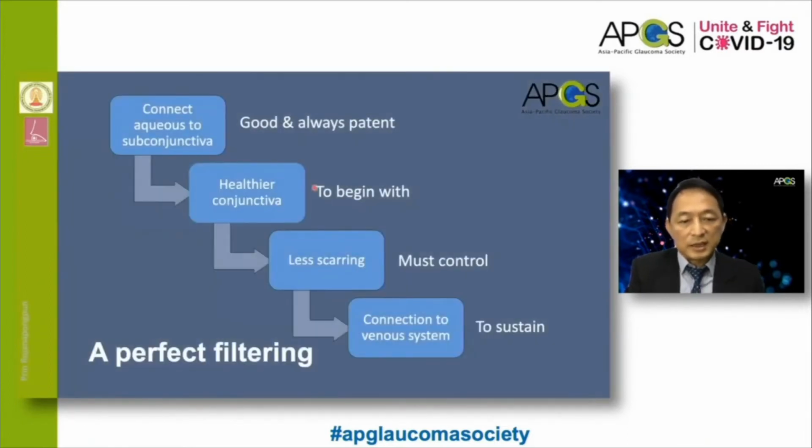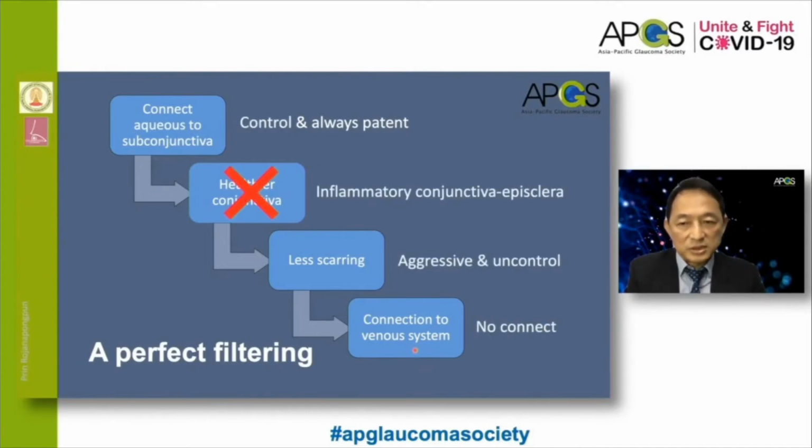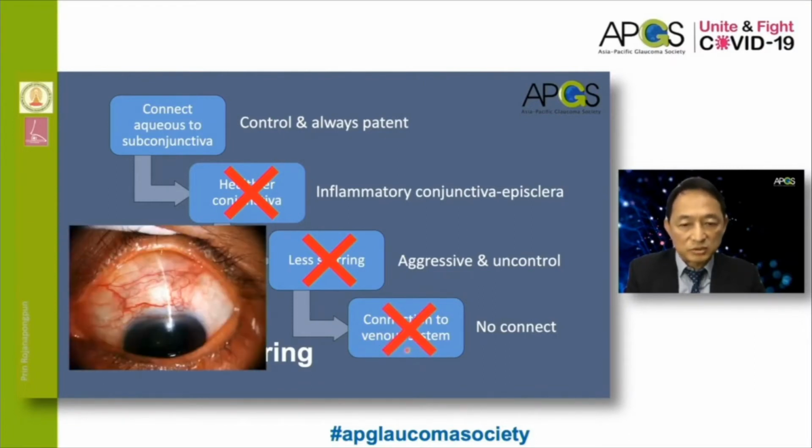And this is a diagram of a perfect filtering. We can connect aqueous to the subconjunctival space and hope that as a surgeon, we can do a good connection that is always patent. We need healthier conjunctiva to begin with, and we need a good scar control. And then hopefully the aqueous will connect to the venous system or the lymphatic system. But in real life, we have inflammatory conjunctiva and episclera. The patient has been on several medications for several years. We have no good or reliable way to control the scar formation, and we fail to connect the aqueous to the subconjunctival space. We fail to connect to the lymphatic and venous system and end up having a scar bleb that does not function.